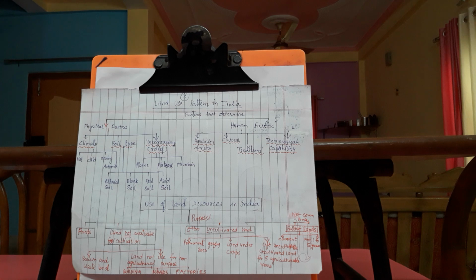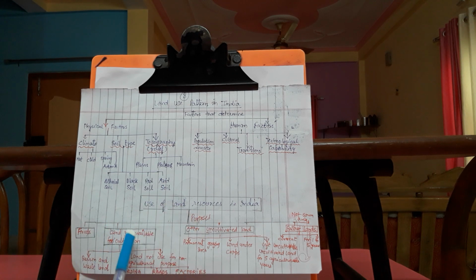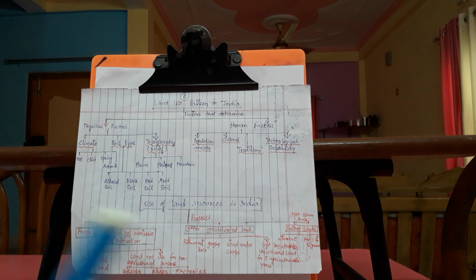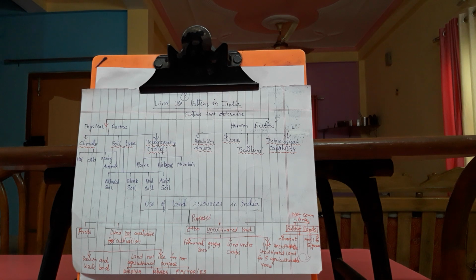Then there is some land that is not available for cultivation. Land that is not available for cultivation. So which types of land are not available? Barren wasteland. Then some of the land where people have made buildings, roads and factories, there also land is there, but it can't be used for agricultural purposes, because in that land buildings have been made, roads have been made and factories have been made.